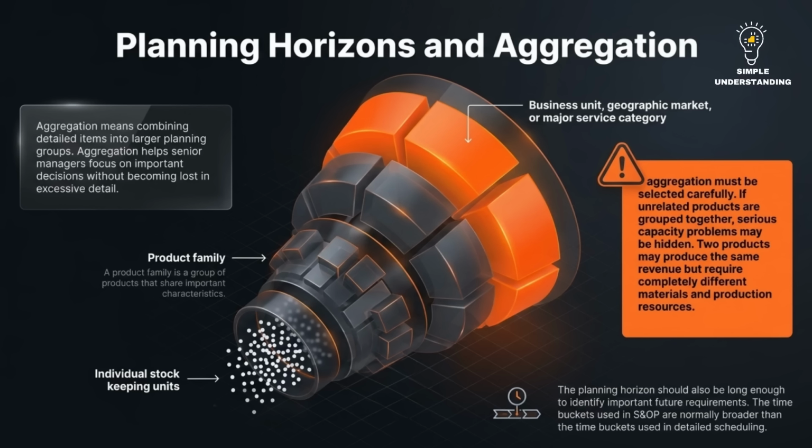A product family is a group of products that share important characteristics. They may use similar resources, serve similar markets, follow similar demand patterns, or belong to the same commercial category.